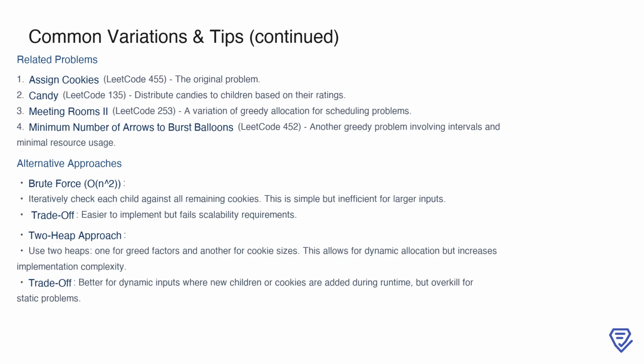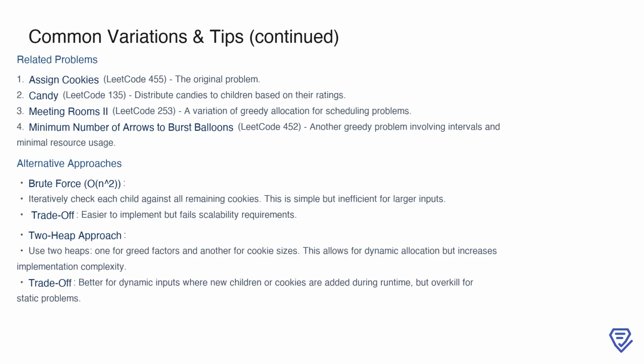Looking at related problems can help solidify your understanding of greedy algorithms. The assign cookies problem is just one example. Another is the candy problem, where you distribute candies to children based on their ratings, ensuring fairness. The meeting rooms 2 problem involves allocating resources like meeting rooms based on scheduling constraints, which is another variation of greedy allocation. Similarly, the minimum number of arrows to burst balloons problem deals with minimizing resource usage to solve an interval-based challenge.